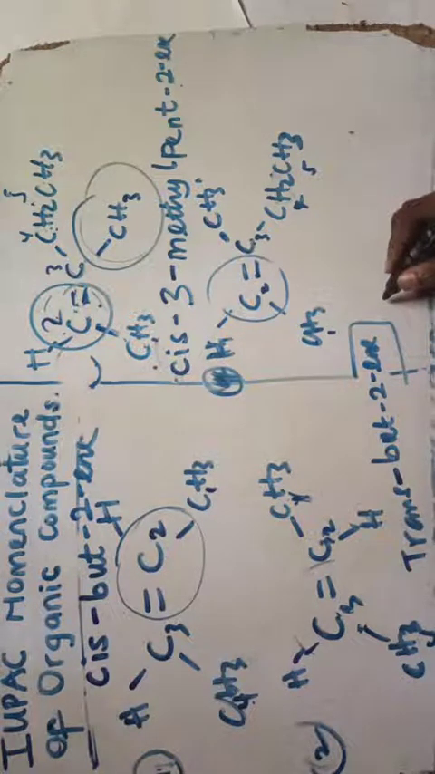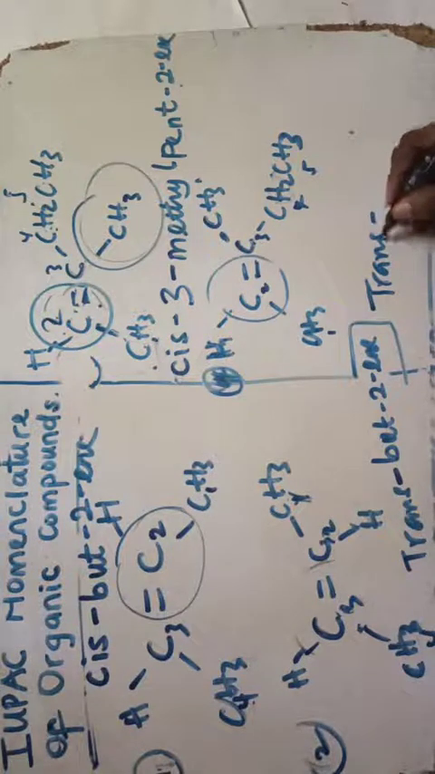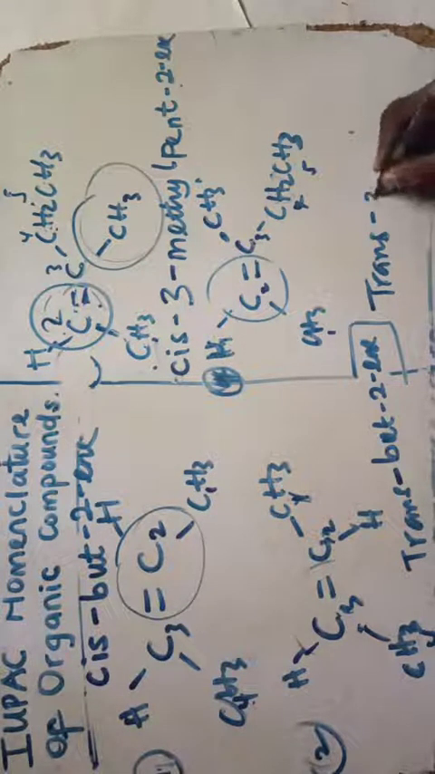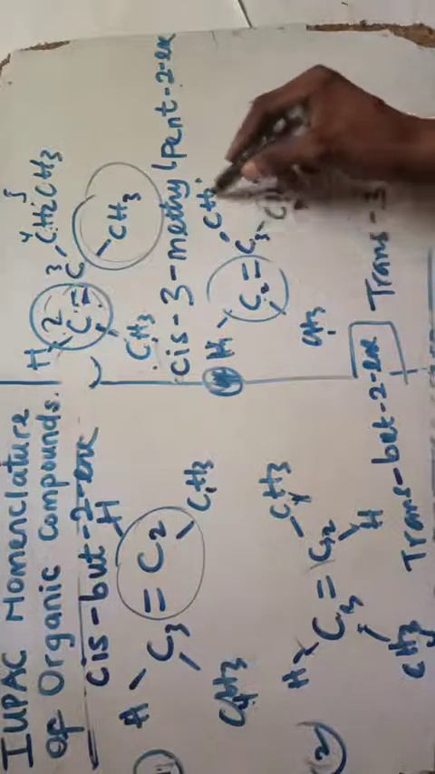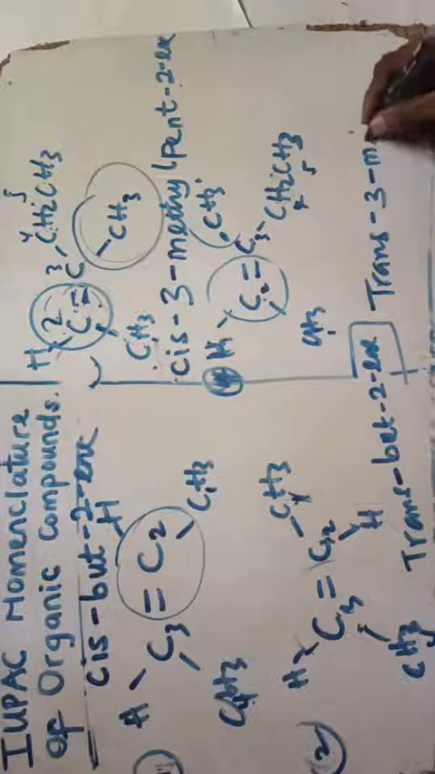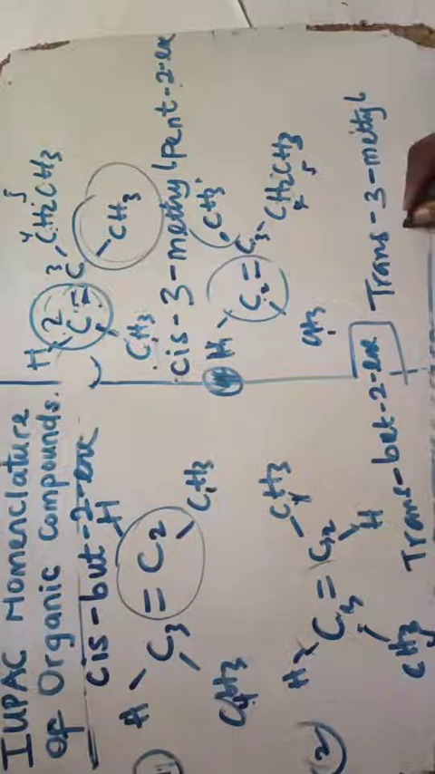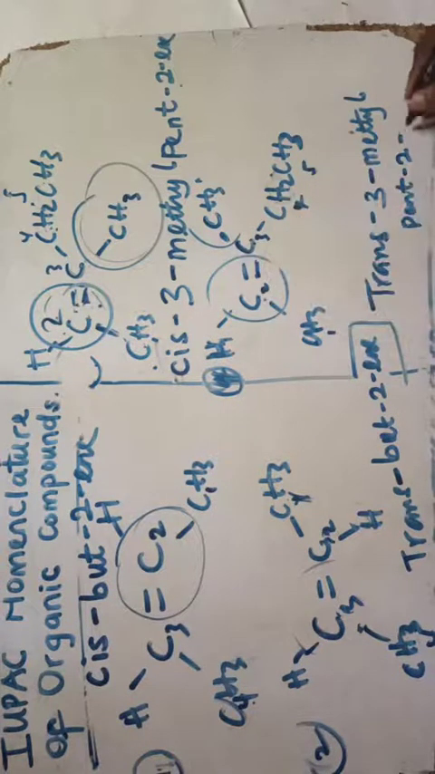So that will be trans. 3, 1, 2, 3. That is it. That is the branch, 3-methyl pent-3-methylpent-2-ene, because the "ene" is at number 2. So this is about this.